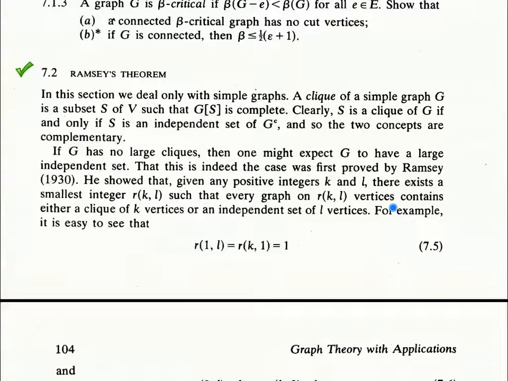Ramsey's theorem says, give me two positive numbers, k and l, and there exists a number called the Ramsey number of k and l, such that every possible graph with at least that number of vertices has either a clique of k vertices or an independent set of l vertices, okay? Either a clique of the first or an independent set of the second number of vertices. This is not probabilistic.